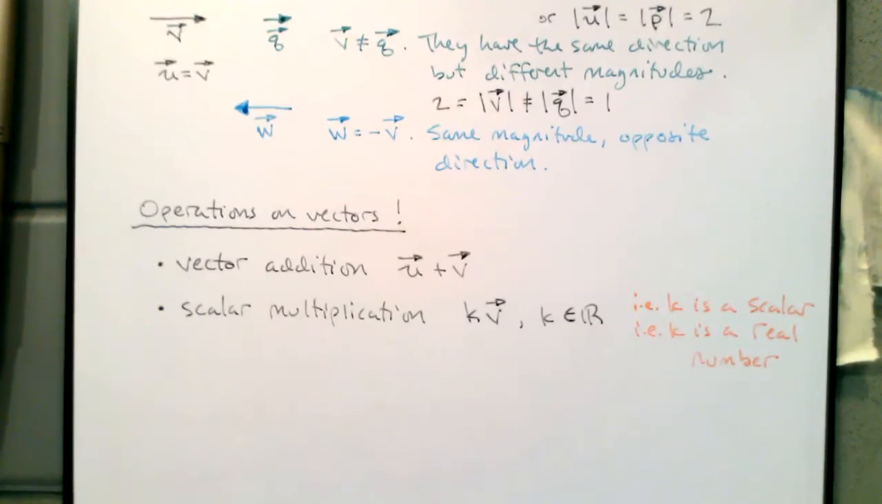So scalar multiplication, multiplying a vector by a scalar. And the scalars that we're going to use are real numbers.